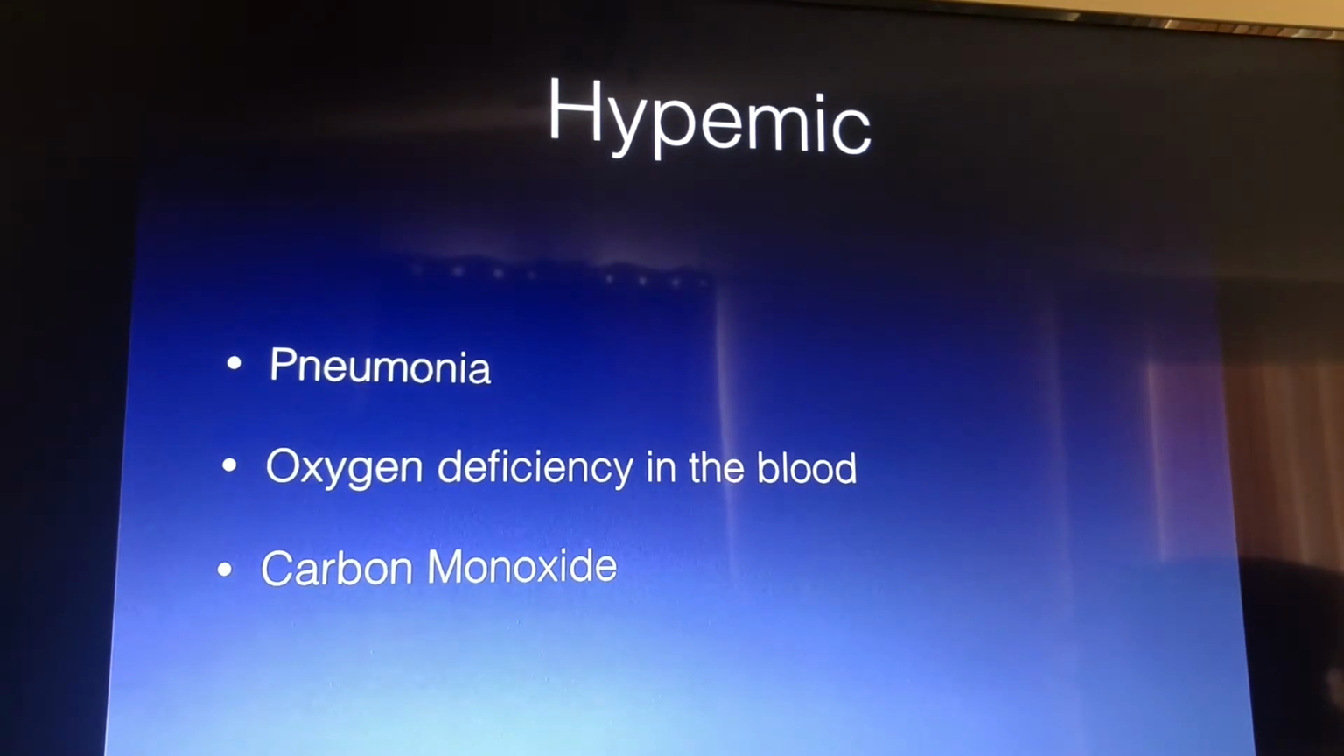Hypemic hypoxia. This is when our blood has a reduced capability of being able to transport that oxygen. Although there's an adequate supply of oxygen to breathe, the blood's capacity to carry the oxygen has been compromised. There are a variety of reasons why this could happen, such as pneumonia or carbon monoxide. This is a good example of why you should always check that your carbon monoxide detector is working and functioning properly. Because if carbon monoxide were to enter the cabin, you wouldn't even know it because it's colorless and odorless, and you could end up passing out and getting hypoxia.